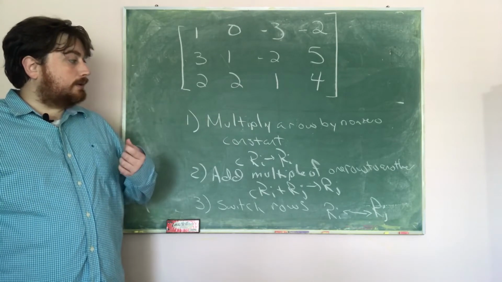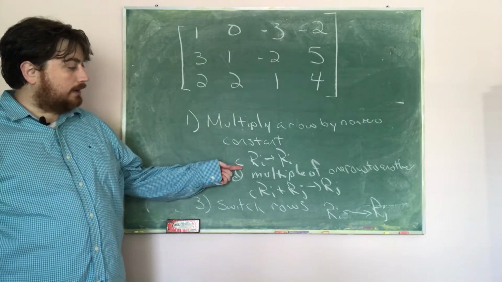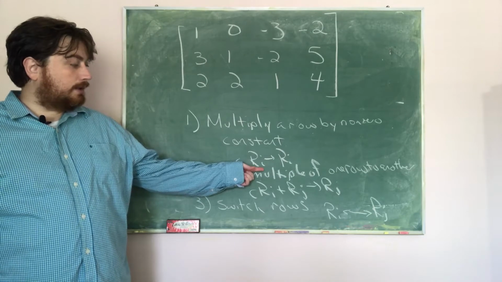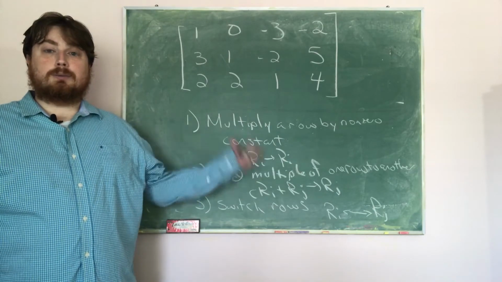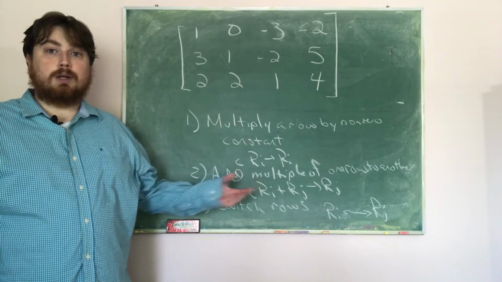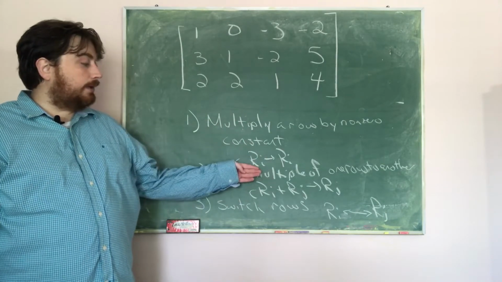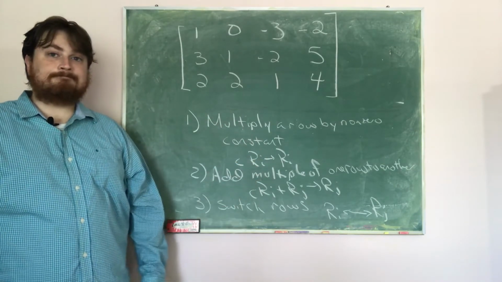I'm going to denote that as a constant times r sub i, plugged into r sub i, where r sub i is just the ith row. And so I'm going to replace the ith row with the ith row times a constant.